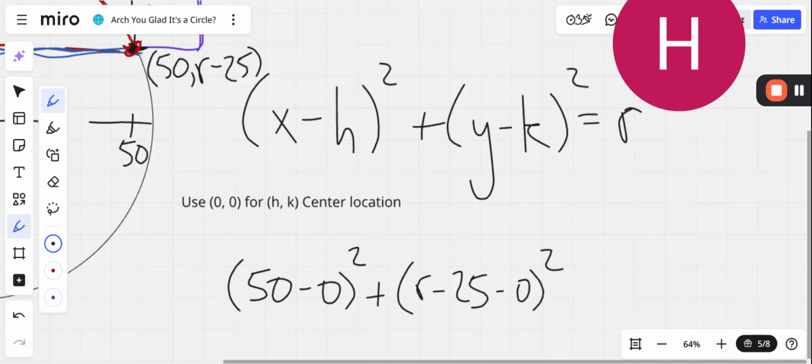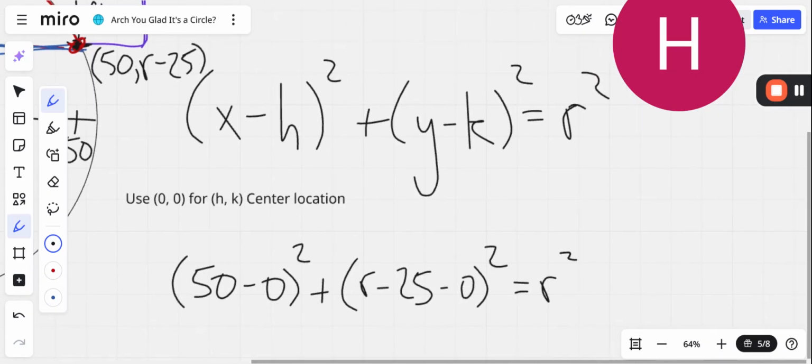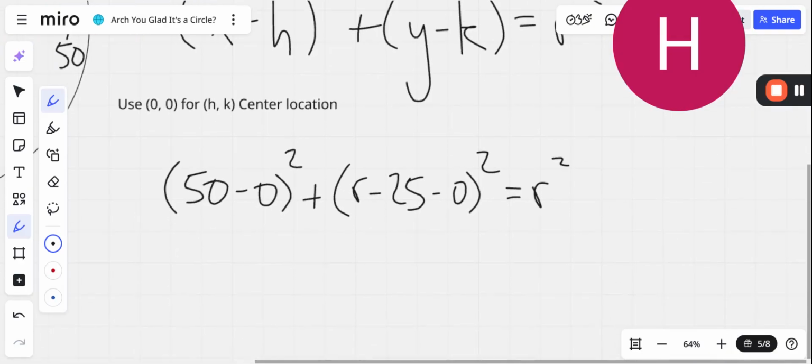You don't really have to write the minus 0, but it's in the formula. And this equals r squared. You'll notice that we can solve for r because we're going to have r on both sides of the equation. In fact, we're going to have r squared on both sides of the equation. This is just a binomial expansion, which I've been doing plenty of lately.